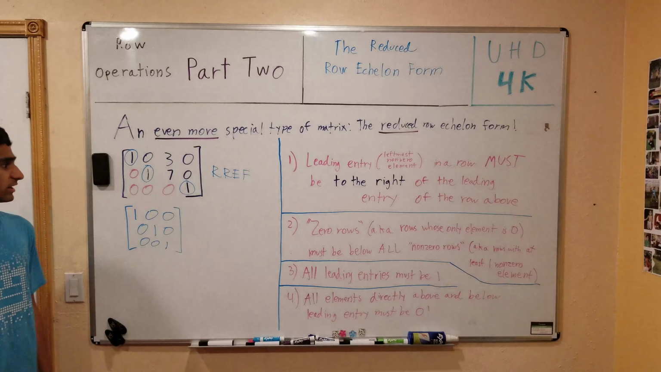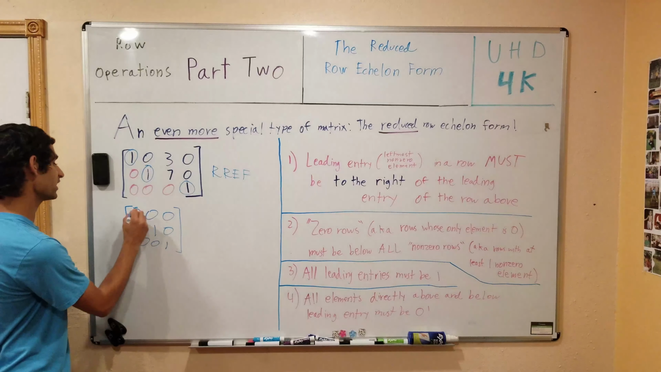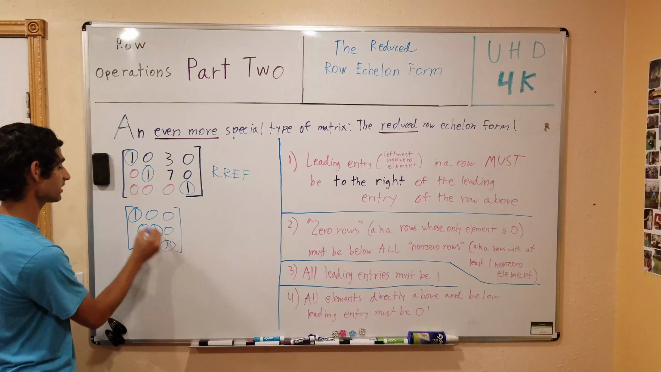This matrix is in reduced row echelon form. Leading entries are to the right of the leading entries above it. Good. We don't have any zero rows. All leading entries are 1. And finally, every column with a leading entry has zeros except for the leading entry itself. So above and below the leading entry, it's all zeros.